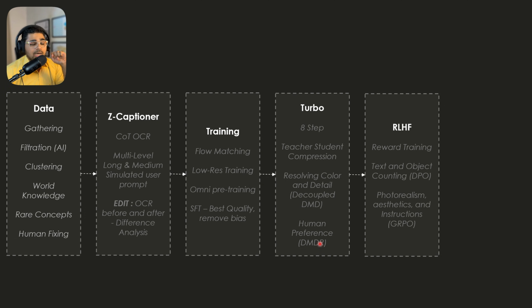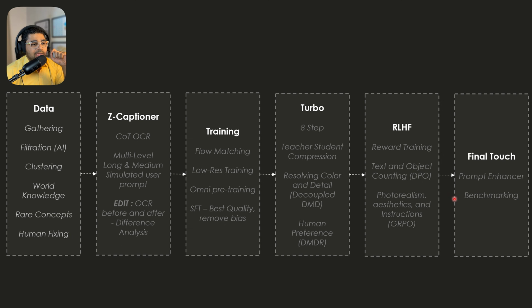The next step was RLHF, which is reinforcement learning through human feedback, where there was a reward system kind of similar to the Artificial Analysis website where images are shown and you simply click on it. Then for simple text and object counting tasks, that was done offline, where all the images had already been made and they were rating them. And the next step, which was photorealism, aesthetic and instruction, that was done online, which basically means the images were created live and then tested live.